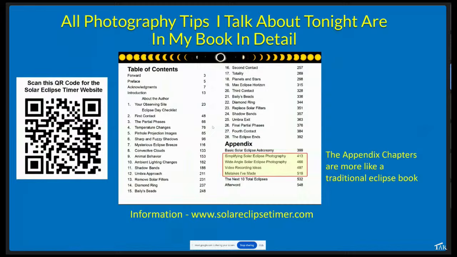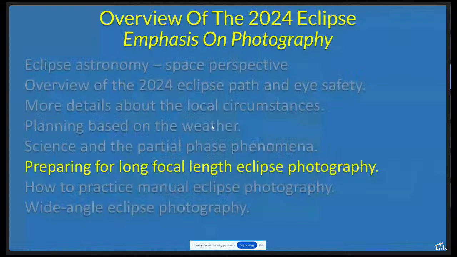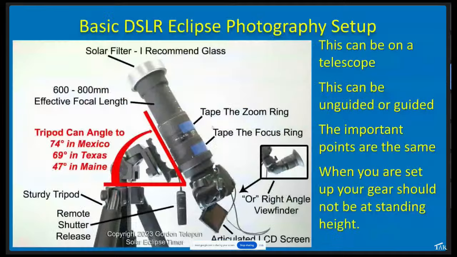Now I'm going to start on photography. This is pretty detailed, but everything that I have in here is in my book if people are interested. I'm going to only concentrate on preparing for long focal length eclipse photography. So the basics are always this. This could be a telescope, this can be guided or unguided, but the points are the same. You always need a good solar filter, and I recommend glass, and I'm going to talk about that in a minute. You want to aim for an effective focal length that's 600 to 800 millimeters.